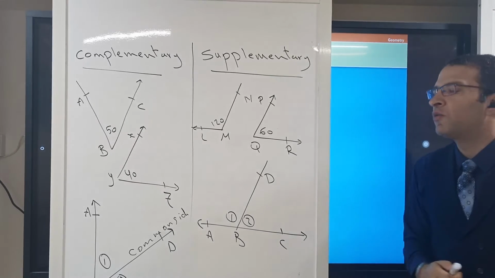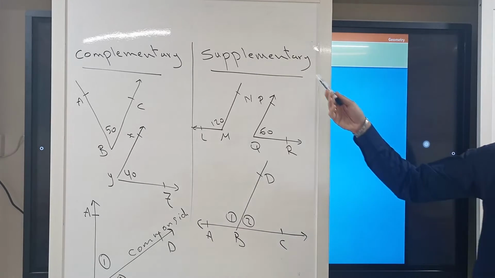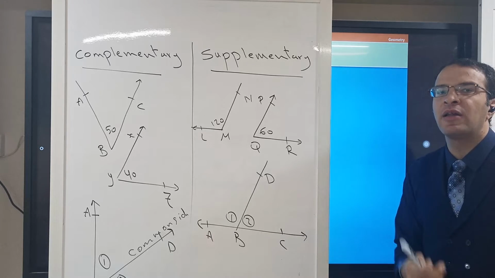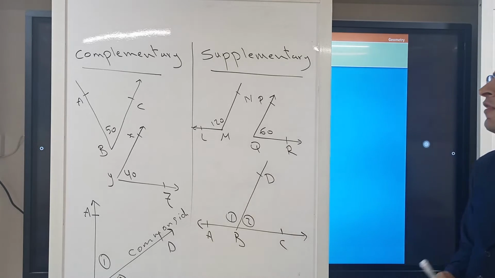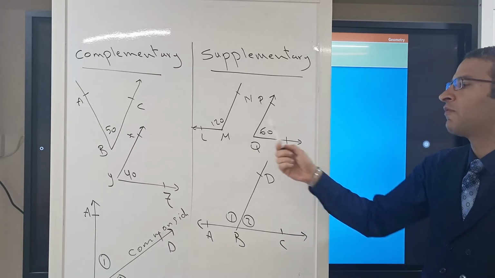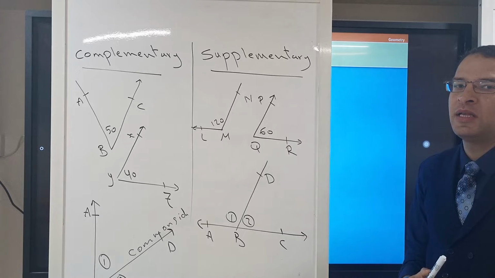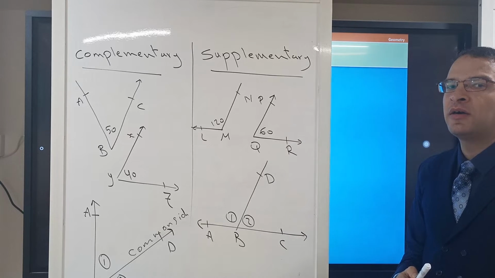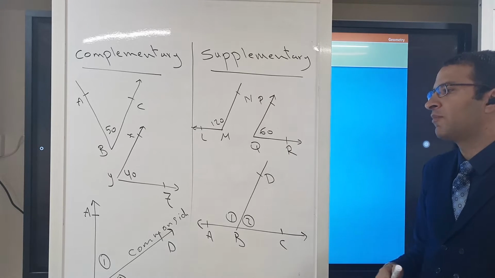We will go now to the other word. The other word is the supplementary angles. What is the supplementary angle? They are two angles. The two angles here would be like 120 and 60. The sum of them is equal to 180. So we have 120 and 60. The sum of their measure is equal to 180, so they are supplementary.